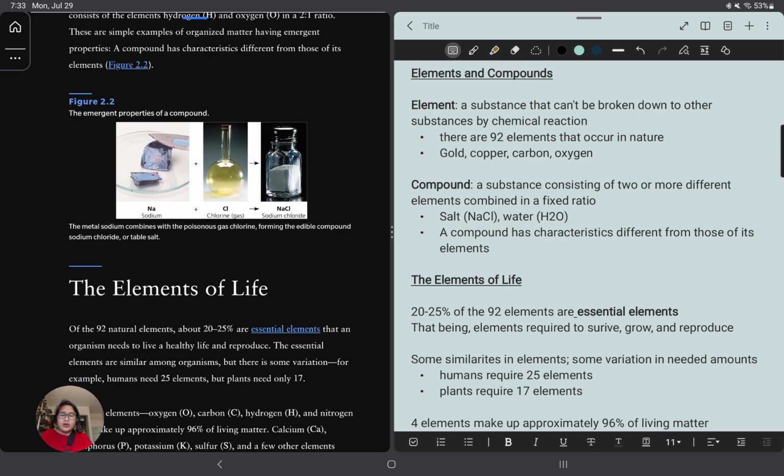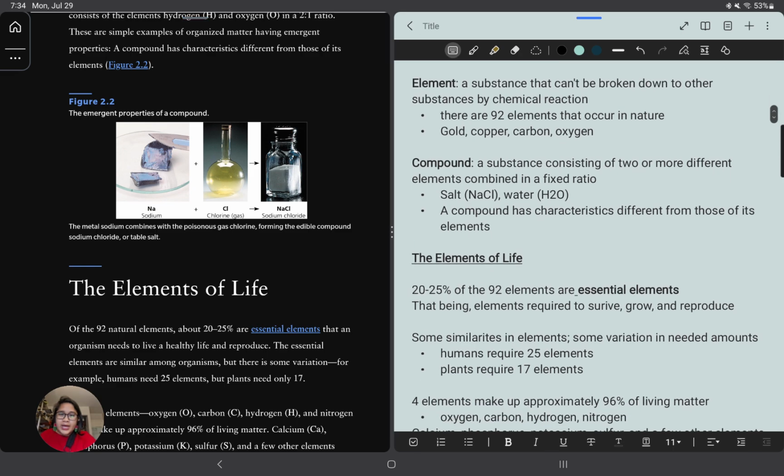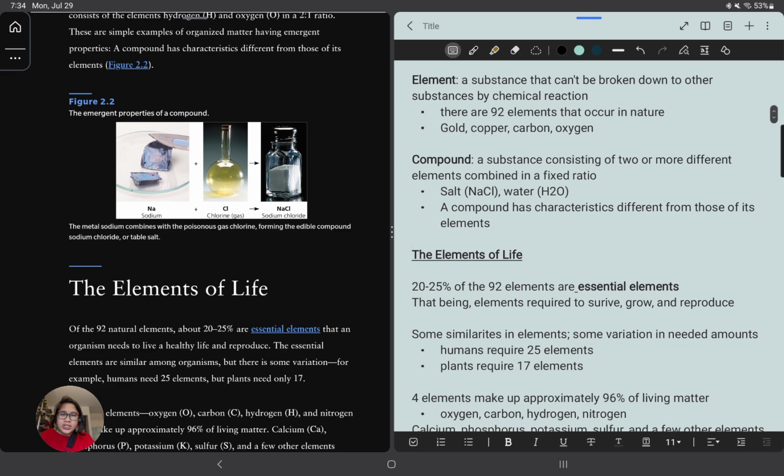Okay, so here I wrote element, a substance that can't be broken down to other substances by chemical reaction. There are 92 elements that occur in nature. Gold, copper, carbon, oxygen are examples. Compound, a substance consisting of two or more different elements combined in a fixed ratio. So salt and water as examples. And I wrote, a compound has characteristics different from those of its elements.